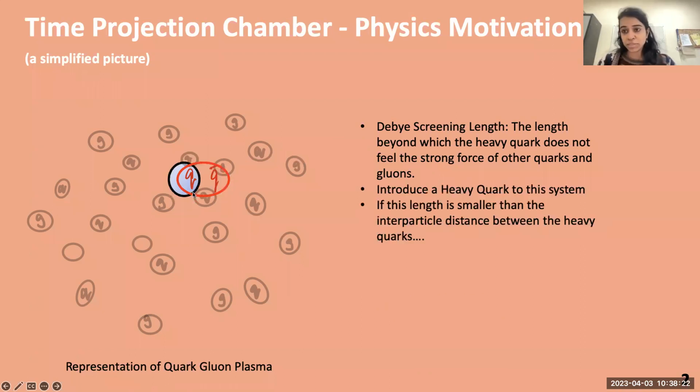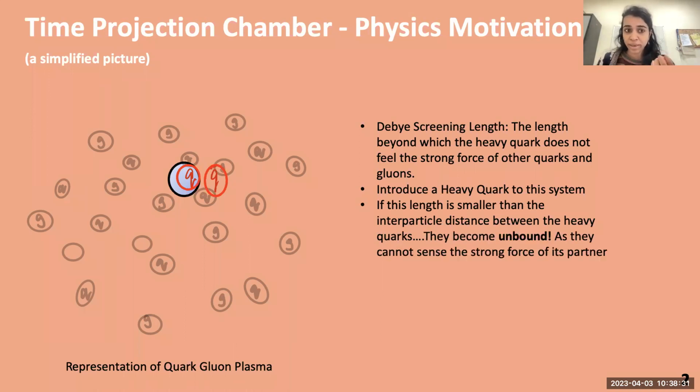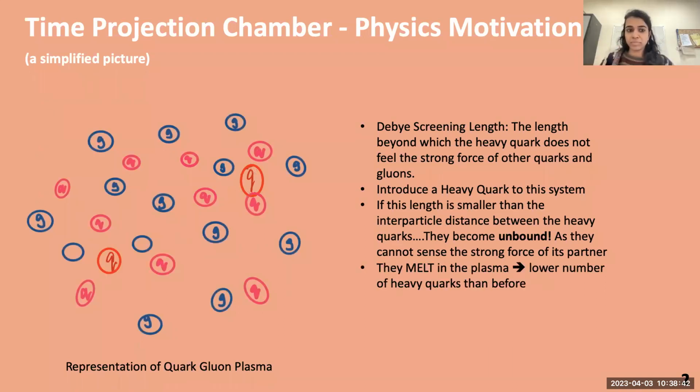Now, if for this particular plasma the Debye screening length was smaller than the interparticle distance between a quark and anti-quark pair, then they cannot feel the effect of each other and they become disassociated, or unbound, and they kind of melt into the plasma as shown simplistically here. So this reduces the yield that we measure at the detector, and this is known as the suppression of heavy quarkonium in quark-gluon plasma.